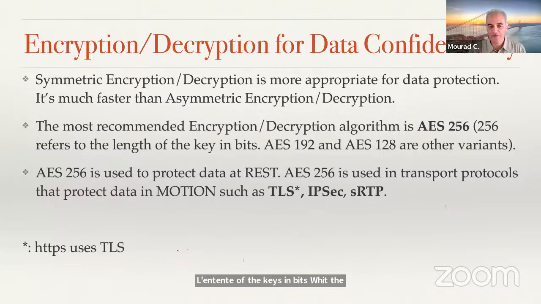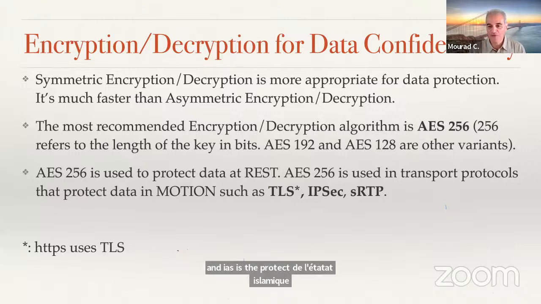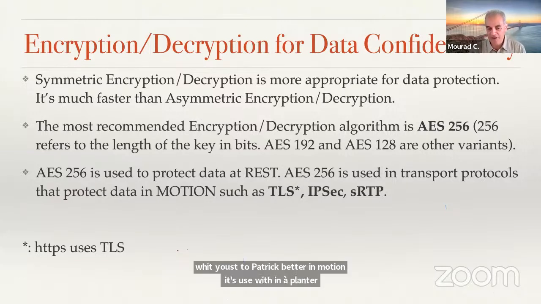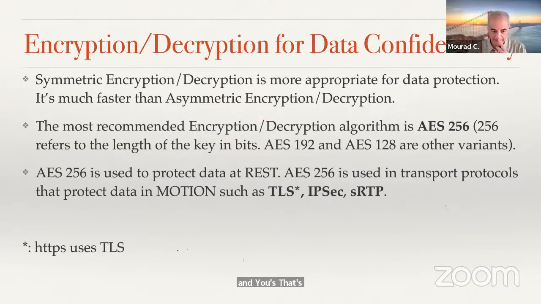And AES is used to protect data at rest, but it's also used to protect data in motion. When it's used to protect data in motion, it's used within protocols such as TLS, and TLS is basically what HTTPS uses, IPsec, SRTP, right? SRTP is the protocol that protects media packets when you use, for example, WhatsApp, or video in Viber. Those tools use SRTP to protect the confidentiality of the media data.